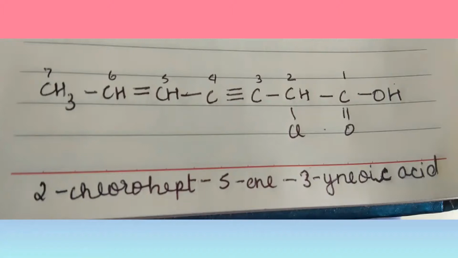So 2-chloro for the carbon that has the chlorine atom attached to it, and that was the substituent part. Now coming to our main carbon chain, that is our parent chain. There are 7 carbons, so the root word here is hept, and it has a double bond on the 5th carbon and a triple bond on the 3rd carbon. But as you all know, in alphabetical order, the E in ene comes before the Y in yne, and so the name here will be 5-en-3-ynoic acid.